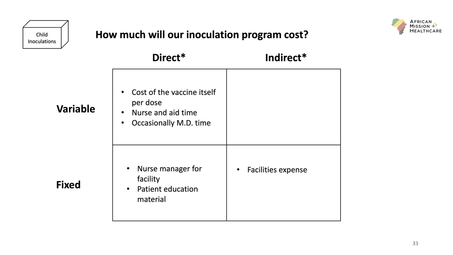So going a little bit deeper into our childhood inoculations, and I've cited some of these examples already. From a direct variable perspective, we need the cost of the vaccine, as I've mentioned. There's going to be time for the nurse and time for the aide. Occasionally, we might have to have a doctor's time included.